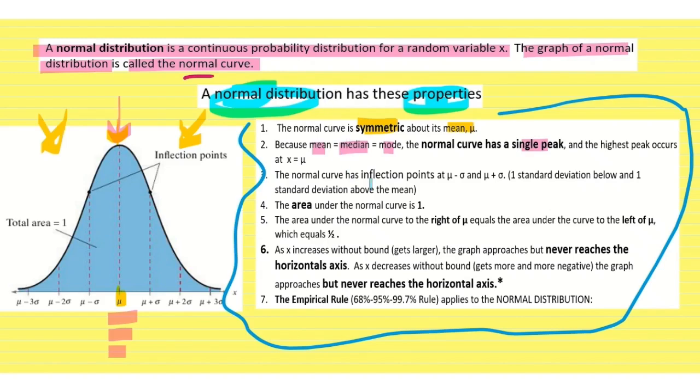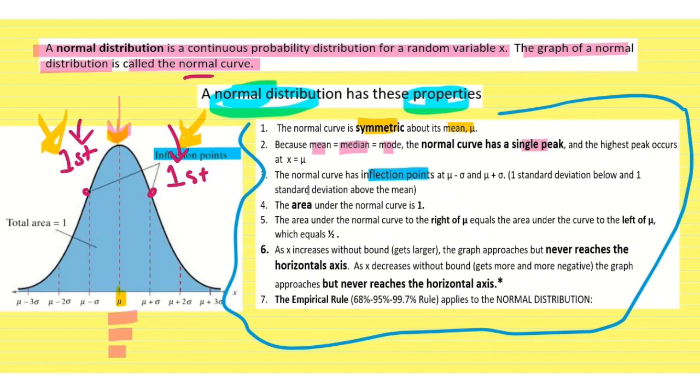And then the normal curve has inflection points. The inflection points are listed right here. I've got an inflection point right here and right here. They just happen to line up with the first standard deviations on both sides of our curve. So there's the first standard deviation below the mean, and here is the first standard deviation above the mean. So the inflection points are the same as the first standard deviations.